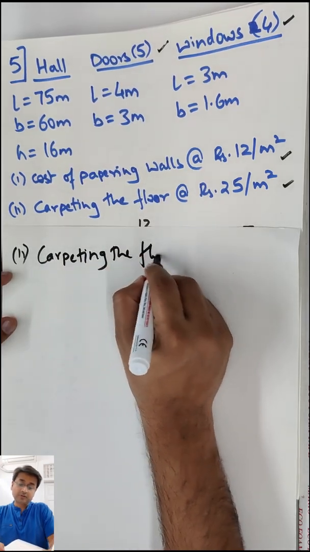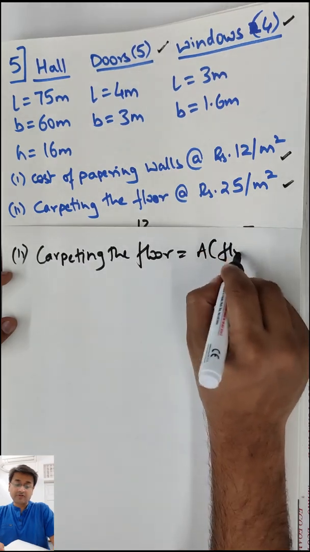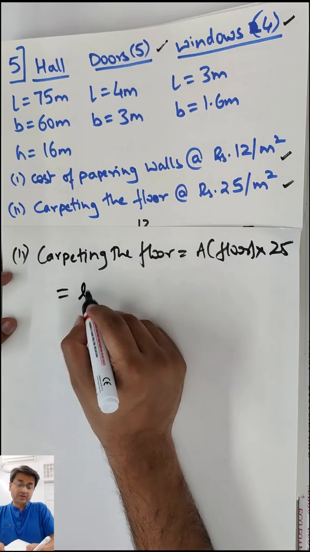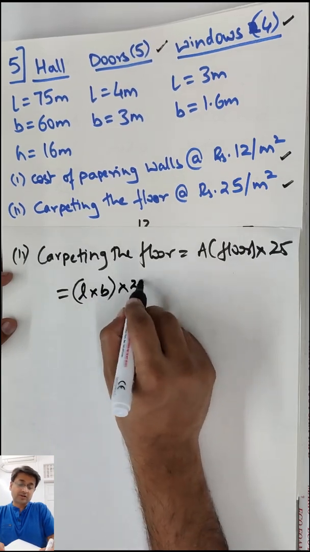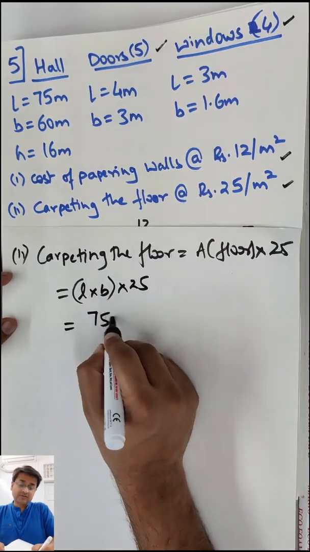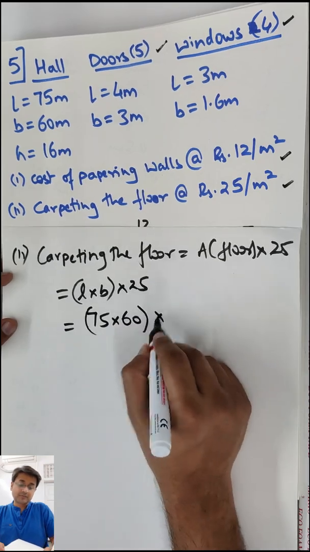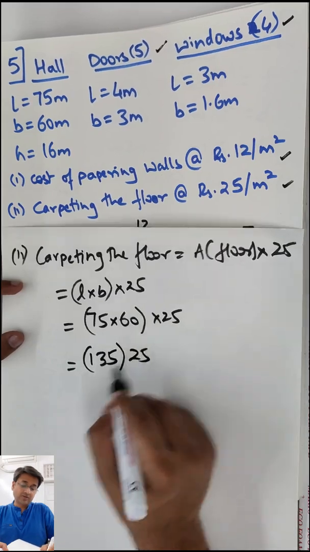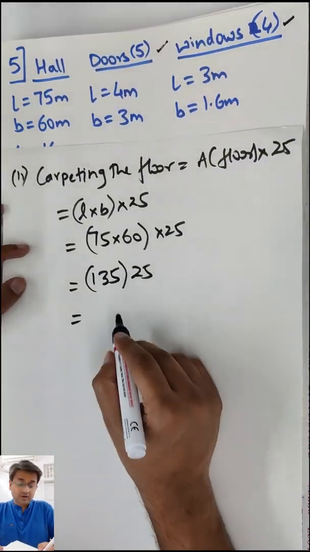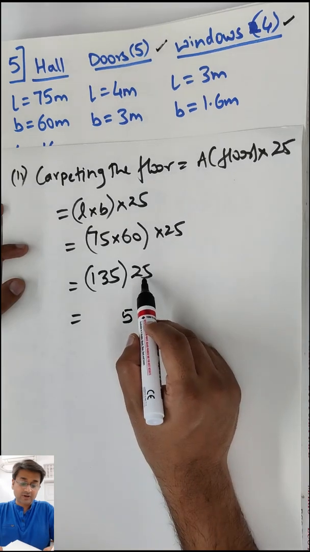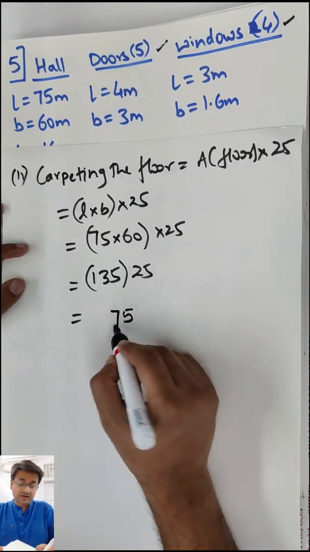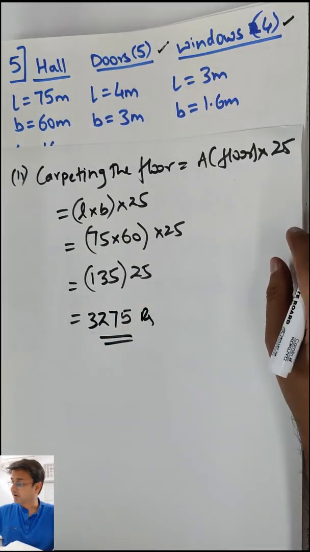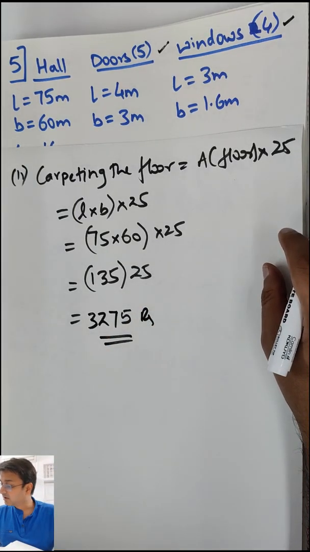So carpeting the floor will be area of the floor multiplied by the cost, which is 25. So the floor is basically only length into breadth, just like the roof. So length is 75 and breadth is 60 into 25. So this is going to be 135 into 25. Can I do mental math? Let's see. 25 5s are 125, 12 carried over, 75 plus 12, 87, 8, 25 plus 8, 3275 rupees. Please tell me I'm correct. I want to get this a correct answer.